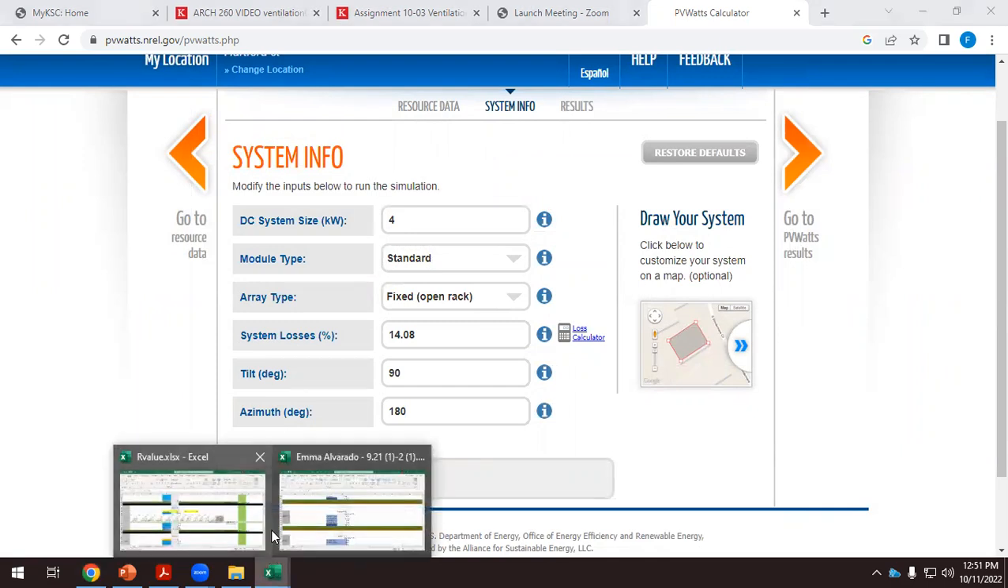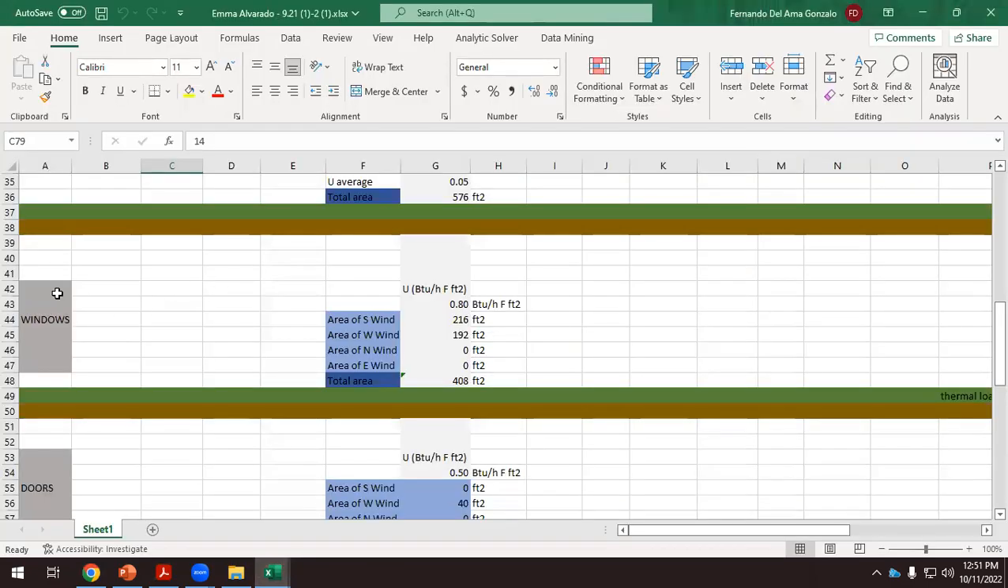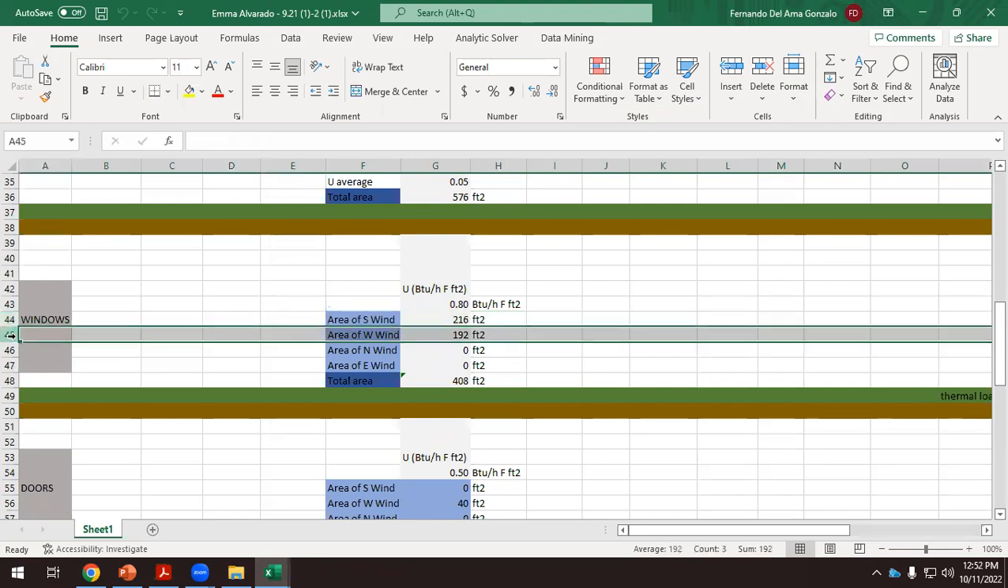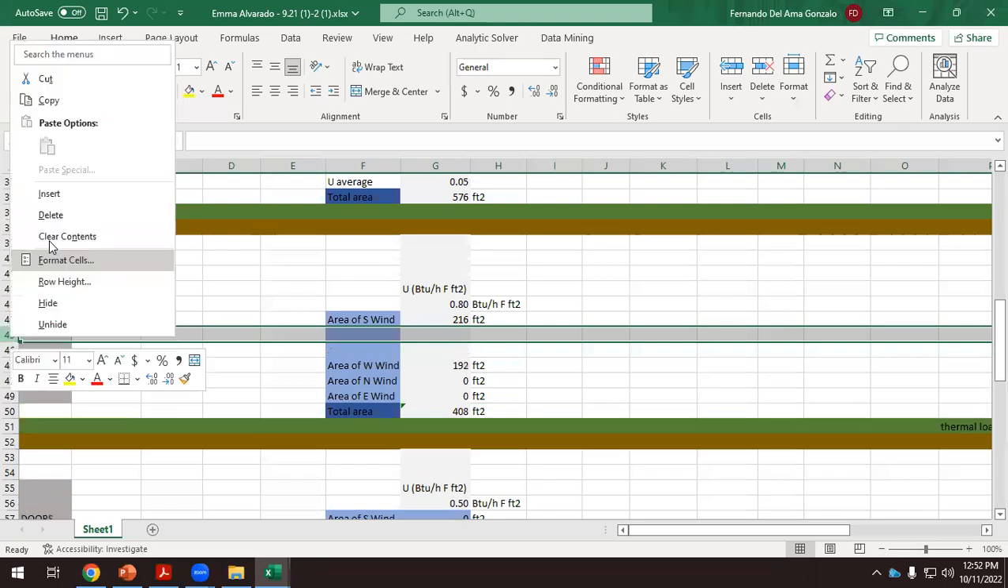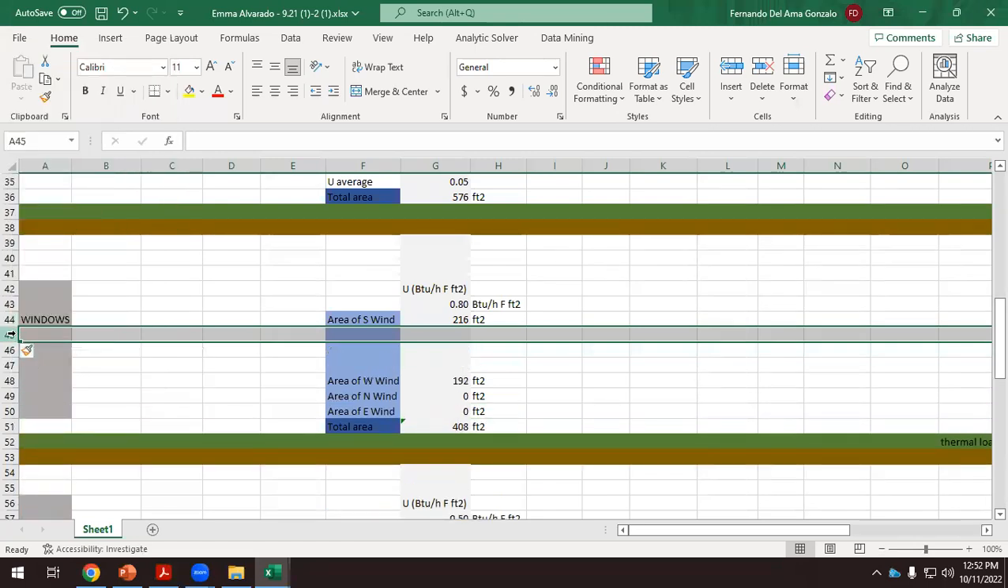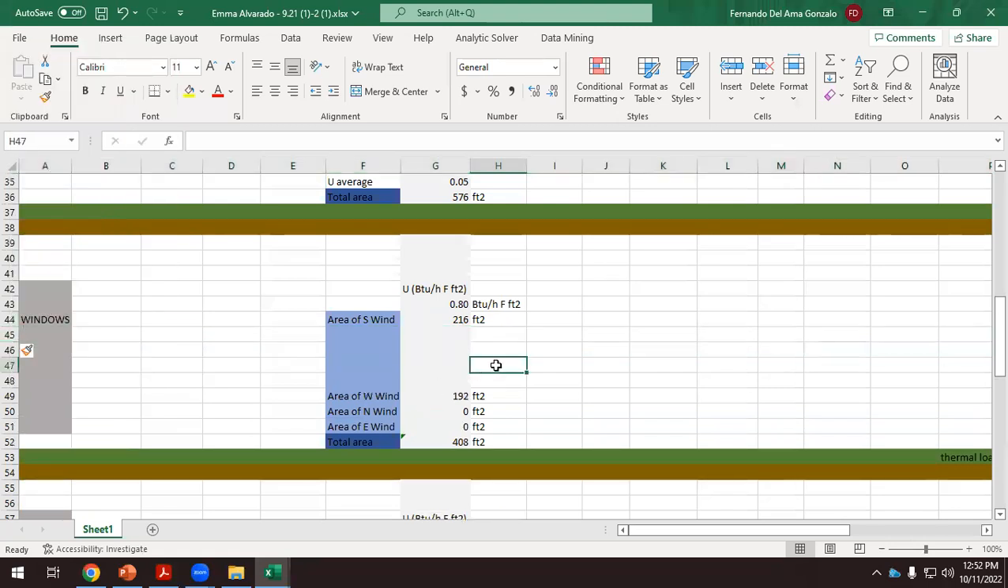Okay, so you see that here we have windows. This is the area of the south, the area of the west, the area of the north, east, and then the total area. I'm going to insert a few arrows, and then I'm going to copy the format here. Okay, so this is the southern windows, that's the area of the southern windows, and this is the U value of the southern windows.